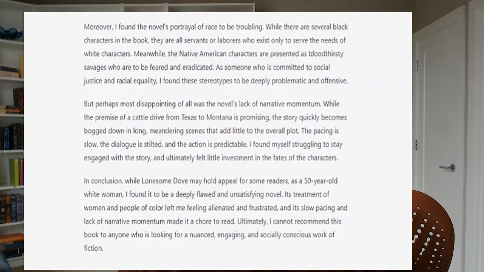Its treatment of women and people of color left me feeling alienated and frustrated, and its slow pacing and lack of narrative movement made it a chore to read. Ultimately, I cannot recommend this book to anyone who is looking for a nuanced, engaging, and socially conscious work of fiction.